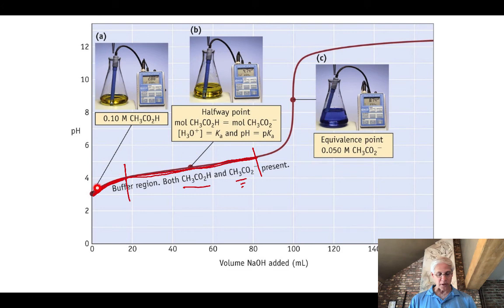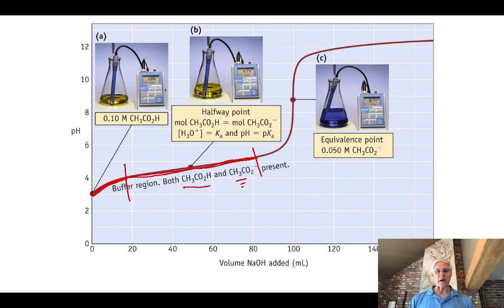Notice the slope right here is much greater than the slope right here, and that slope represents the change in pH. Notice also right here where the equivalence point is, that is not at 7, that is right around 9. It's about 8.7 for the pH at the equivalence point.